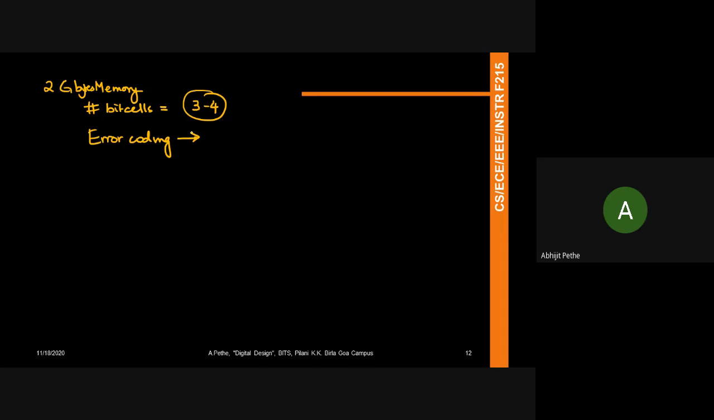So a large part of memory usage deals with how you are going to look for errors, what error coding is, etc. This is not something we expect from you in this class, but keep in mind that these are things you need to think about when you think about memory. Okay. So now let's get, yeah, go ahead.